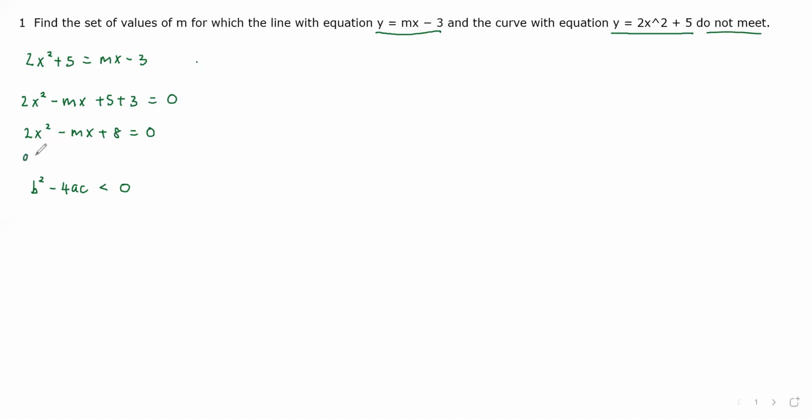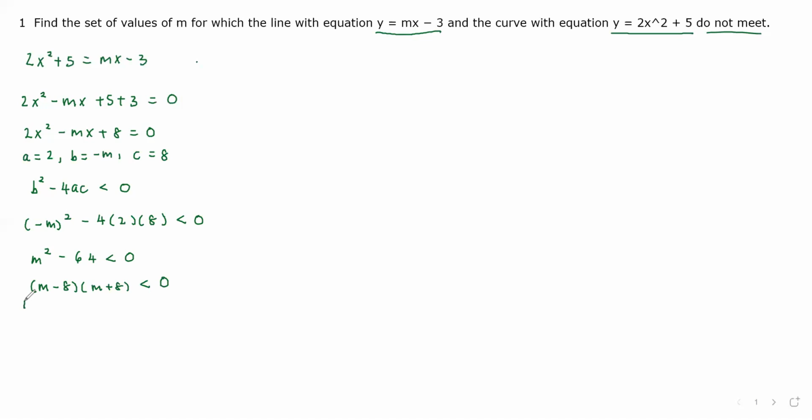From this equation, we see that a is 2, b is negative m, and c is 8. b squared minus 4ac becomes negative m squared minus 4 times 2 times 8, and this is less than 0, so that m squared minus 64 is less than 0. m squared minus 64 is a difference of squares. We have m minus 8, m plus 8 less than 0.